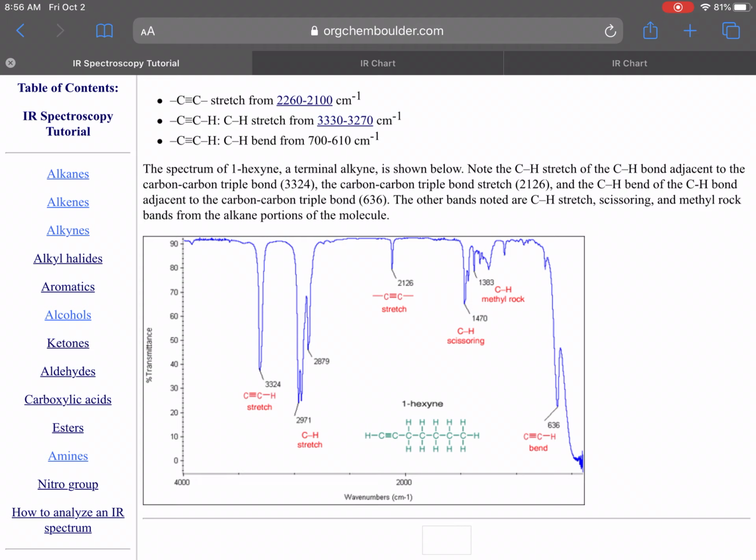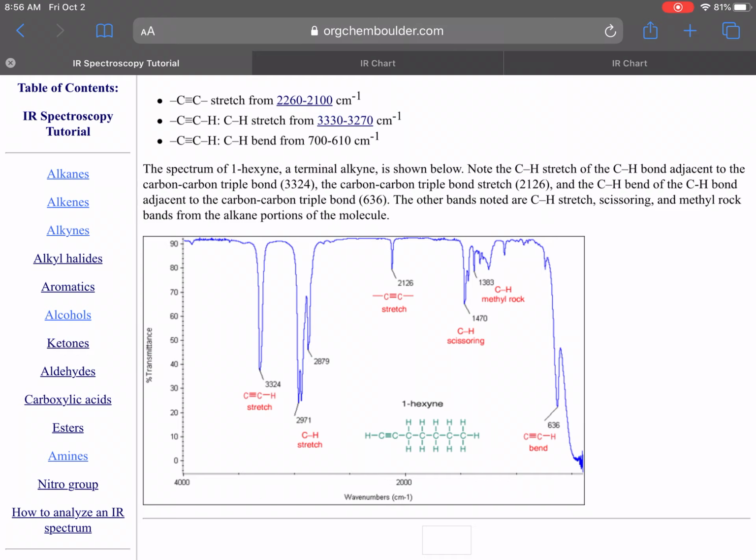Just going down the list here on the left, we've done alkanes, alkenes, and alkynes. I'm going to skip alkyl halides. We're not going to look at that one because, honestly, the only signals that it gives are in the fingerprint region, and they're not very reliable. There are better ways to detect the presence of alkyl halides, so I'm going to skip that one altogether. I'm going to skip aromatics for now. I'm going to come back to it at the end.